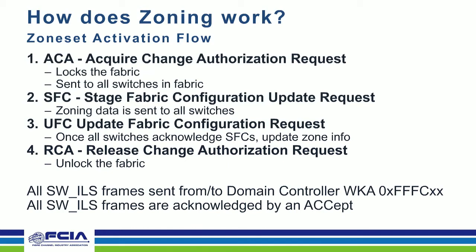And step four is the RCA, or release change authorization request. This is where the lock gets unlocked, basically. It unlocks the fabric and allows other zone clients to perform fabric-wide updates. And the bottom here mentions that all these are SWILS, or inner switch frames sent to and from the domain controller, well-known address, and that they are all acknowledged by an accept.